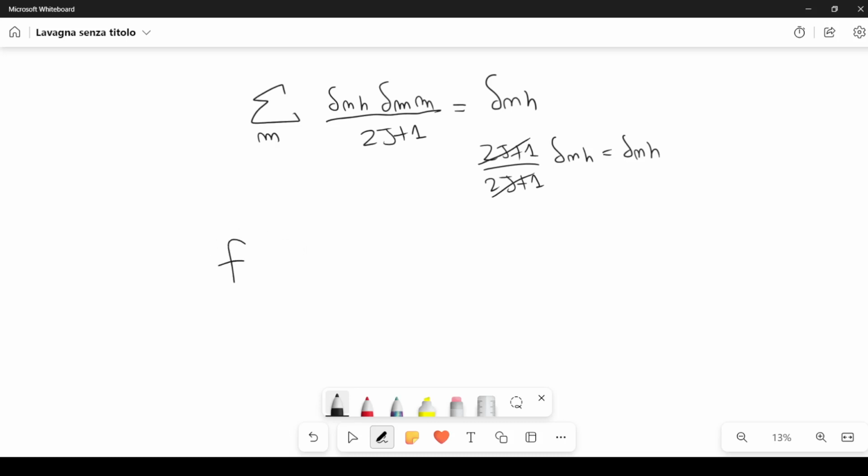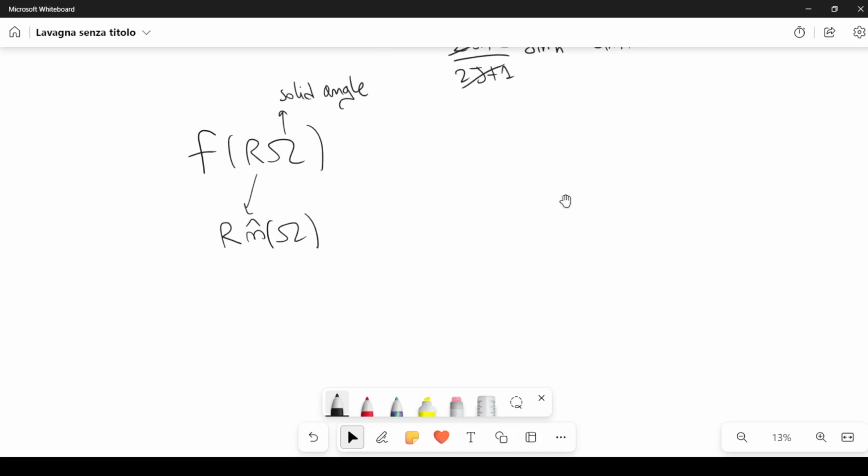But now let me consider a function of the kind f of r omega. I will write it like this. This omega here is a solid angle, and you can interpret this r omega in the following fashion. So we act with the rotation on a certain unit vector that depends on omega. So the unit vector will depend on some angles, and basically we are rotating that. So we are saying that this function depends on a rotated unit vector.